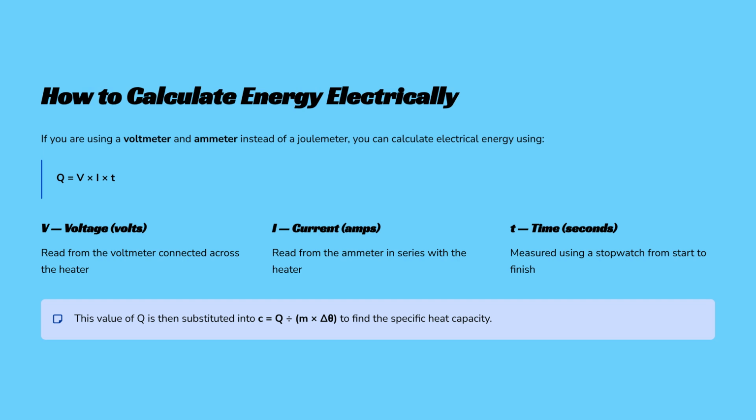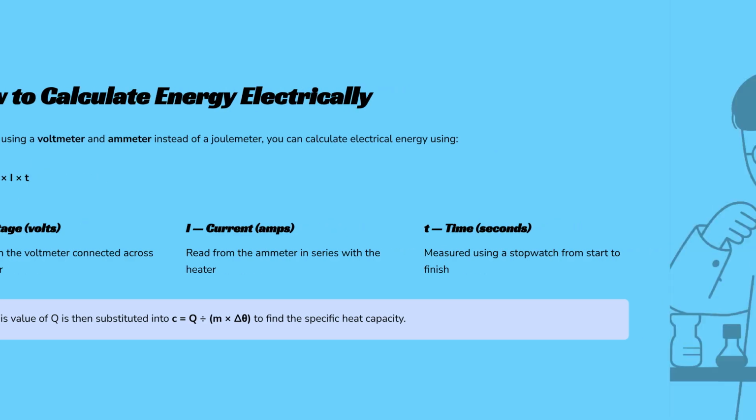If you are using a voltmeter and ammeter instead of a joule meter, you can calculate energy electrically using the formula Q equals V times I times T. You will measure voltage in volts, current in amps, and time in seconds. Then substitute this value of Q into the specific heat capacity equation.